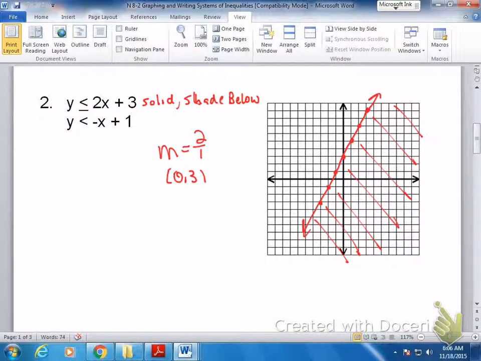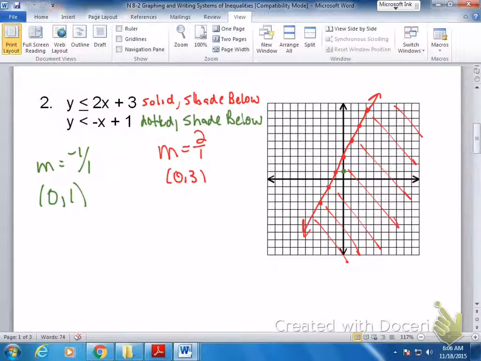Now it's less than, so that means it's going to be dotted. And since y is less than our equation, again, we're going to shade below. So let's use the slope of this one and its y-intercept. It has a slope of negative 1, so that's negative 1 over 1. And our y-intercept is at 1, so 0, 1. So over 0, up 1.